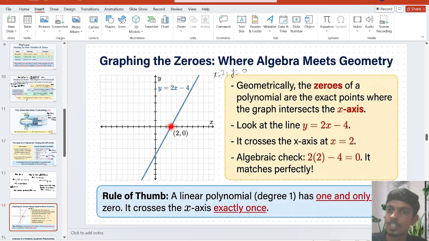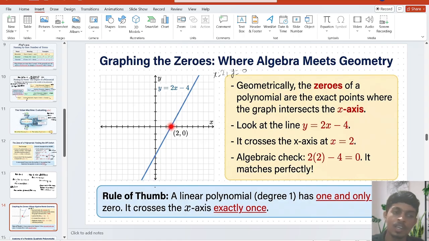Geometrically, the zeros of a polynomial are the exact points where the graph intersects the axis. Look at the line y equal to 2x minus 4. It crosses the axis at x equal to 2. Algebraic check: 2 into 2 minus 4 matches perfectly. So it passes through the point (2, 0). Rule of thumb: a real polynomial of degree 1 has 1 and only 1 zero. It crosses the x-axis exactly once.